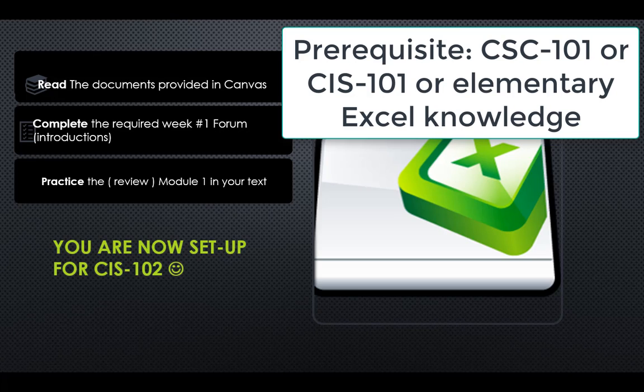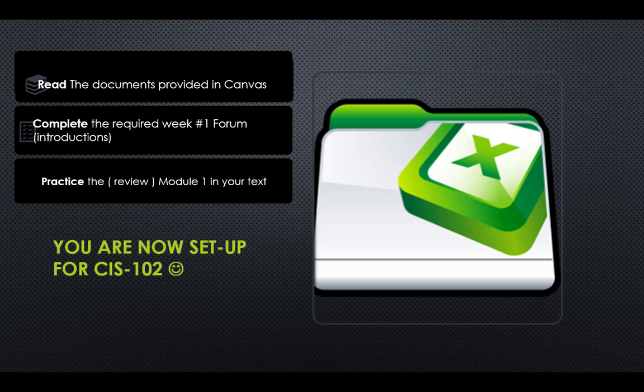Since CIS 102 has a prerequisite of computer literacy or personal computer applications, a working knowledge of Excel is assumed, and Module 1 will help you review some of those topics.